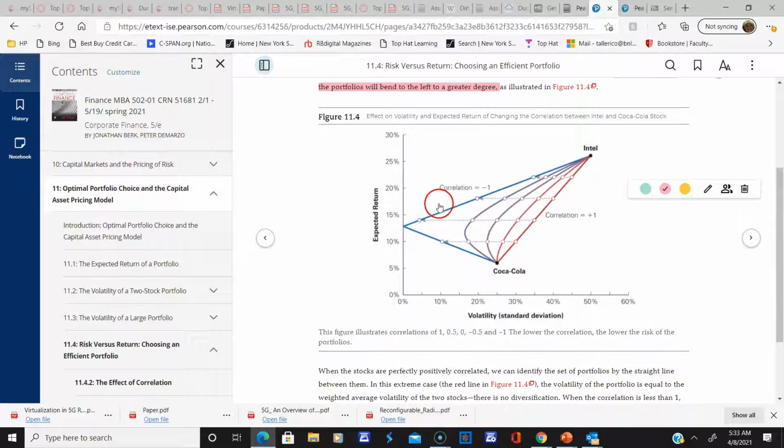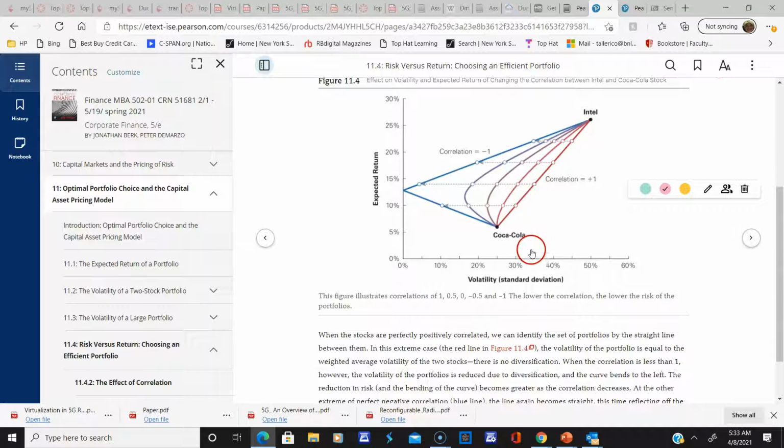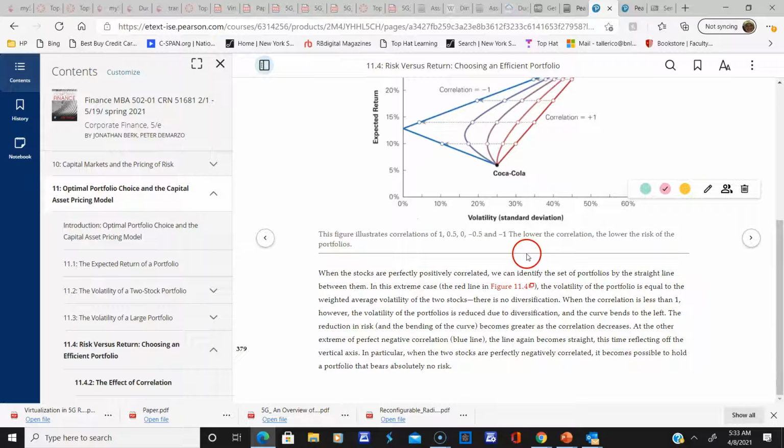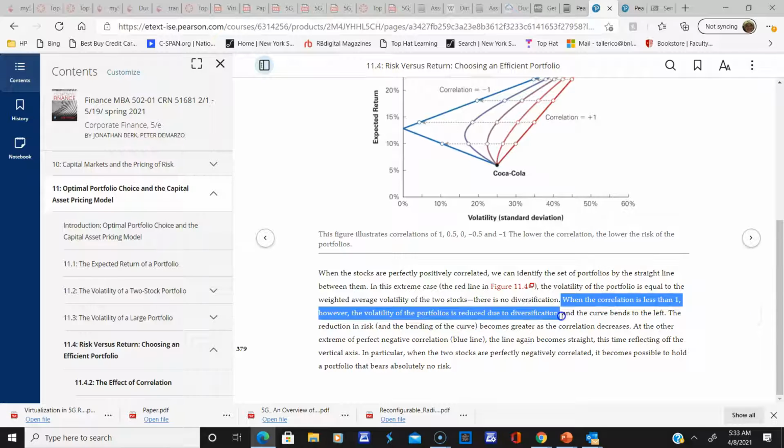So here's the extreme cases, right? And here's the extreme, and then I guess it's 0 and plus or minus 0.5 here, between Intel and Coca-Cola. This is how the correlation goes. When the correlation is less than 1, however, the volatility of the portfolio is reduced due to diversification. So you see that. That's how the curve is bending toward the left.